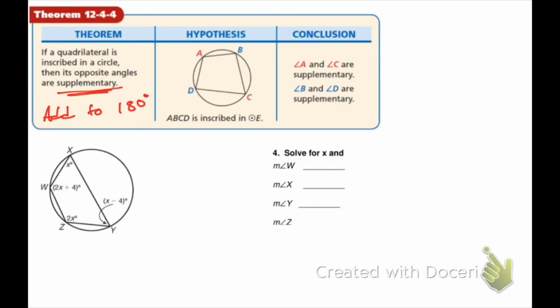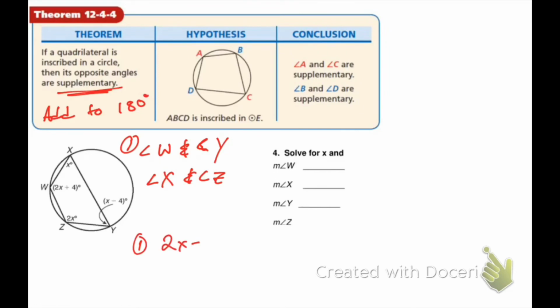So to solve this, a question that you might come across, this example here, let's solve for x and y. Well, what are my across or opposite angles? Well, I have angle W and angle Y. And I have angle X and angle Z. Those are my opposite angles. So what that means is that the opposite angles are supplementary. So let's solve for our first one.